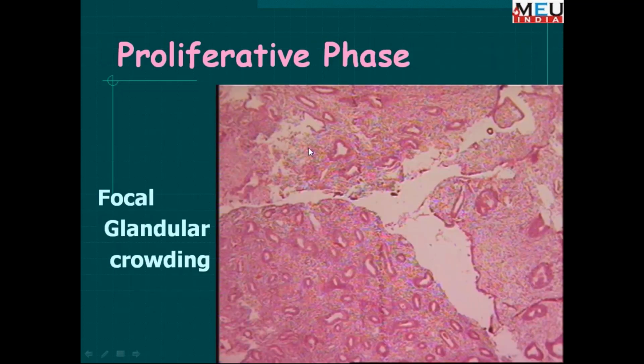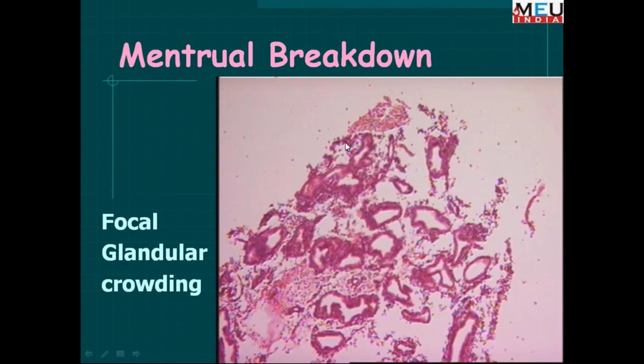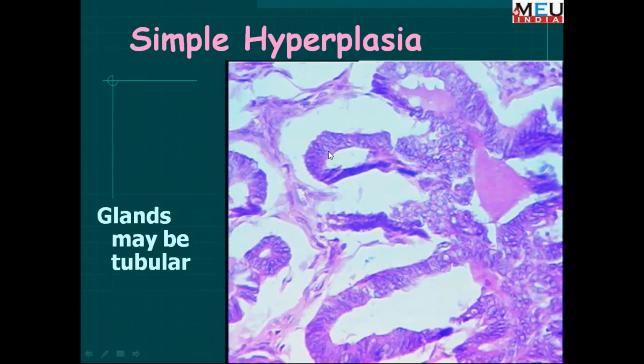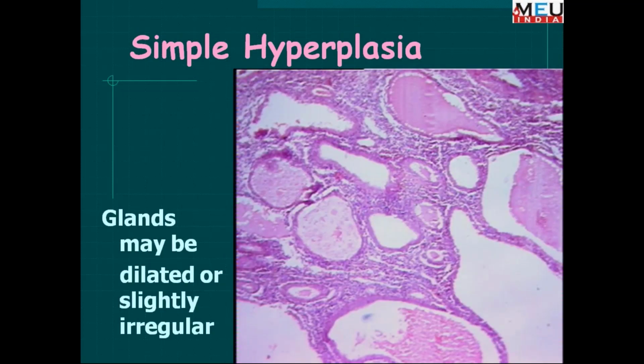This is a slide of the proliferative phase in which the stroma is much more, and there are some areas of crowding. Now, this is a slide after menstruation with focal glandular crowding, and sometimes we get a menstrual sample also. The glands are tubular, and again we don't see any mitotic figures. This comes in multiple possibilities. Here the glands may be dilated or slightly irregular.